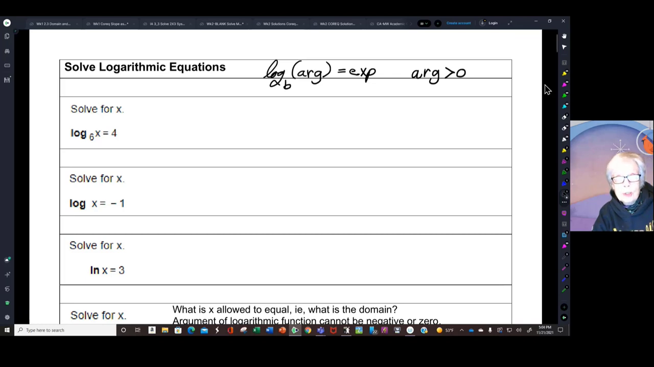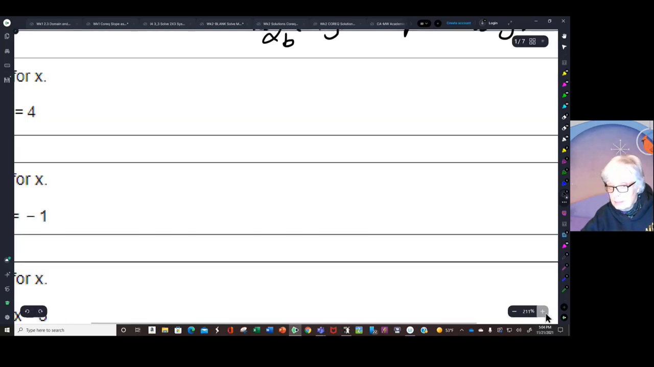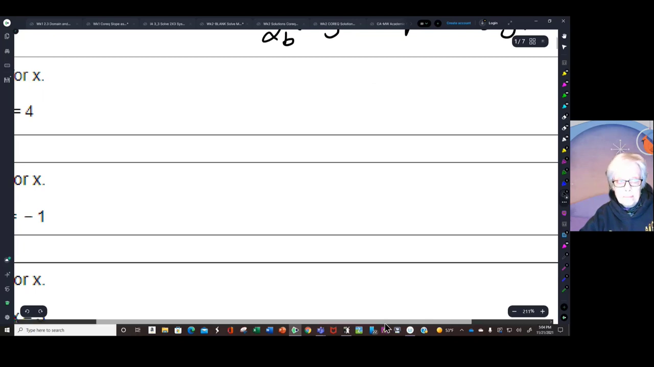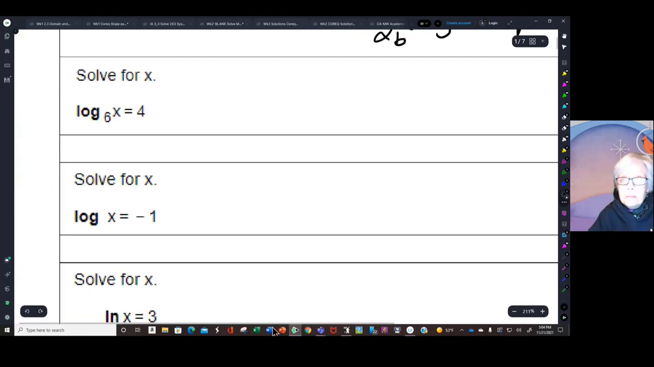Okay, so let's start. We're going to start with some easy logarithm problems and then build up. Log base 6 of x equals 4. What do I do? Remember, this number is always going to be the exponent.